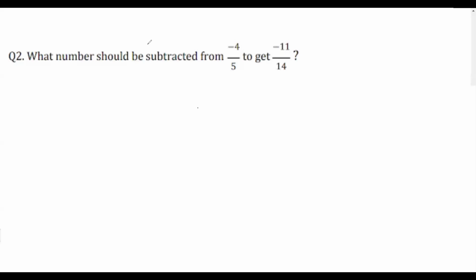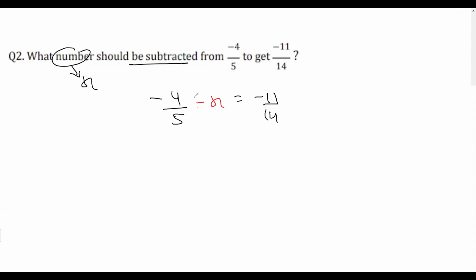In the second question, the question is: what should be subtracted from minus 4 over 5 to get minus 11 over 14? Now let's say if this is minus 4 over 5, what should be subtracted from this? So I say let x be subtracted. You may write this statement in the exam: minus 4 over 5 minus x is equal to minus 11 over 14. Now, we have to get this x. The question was, what should be subtracted from this? So I took the number to be subtracted as x, then this minus x is equal to minus 11 by 14. Now, we have to finally get the value of x.